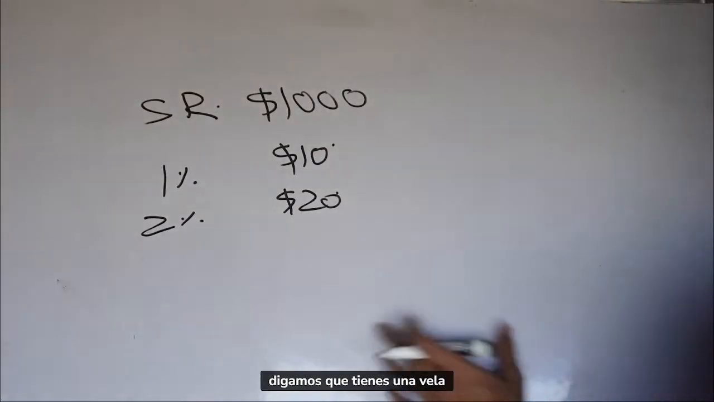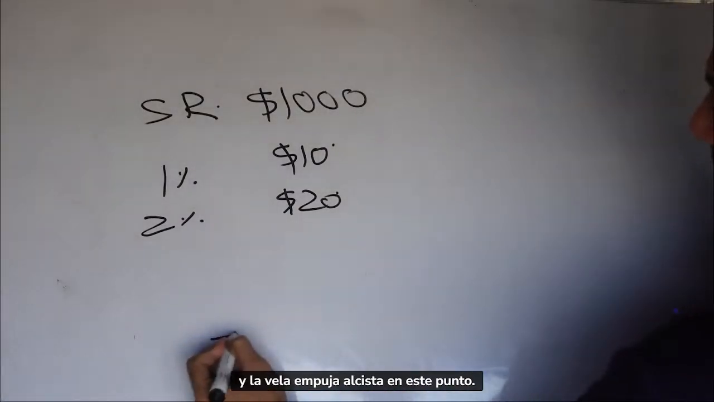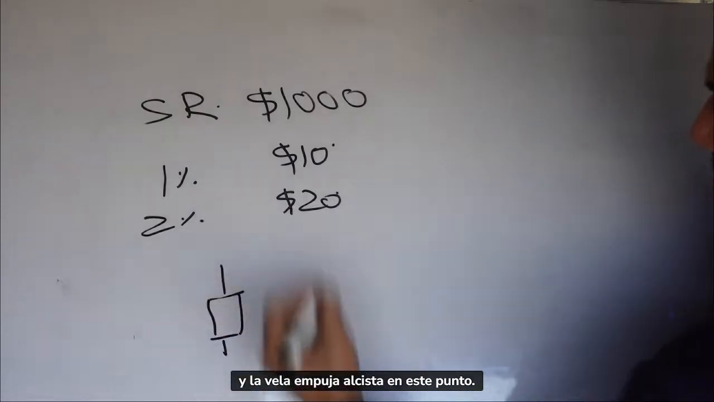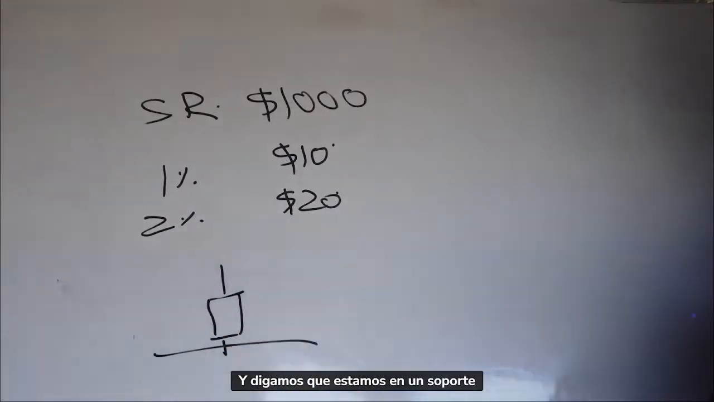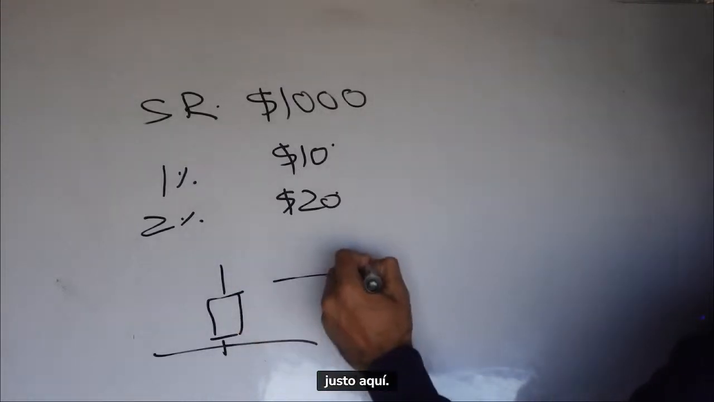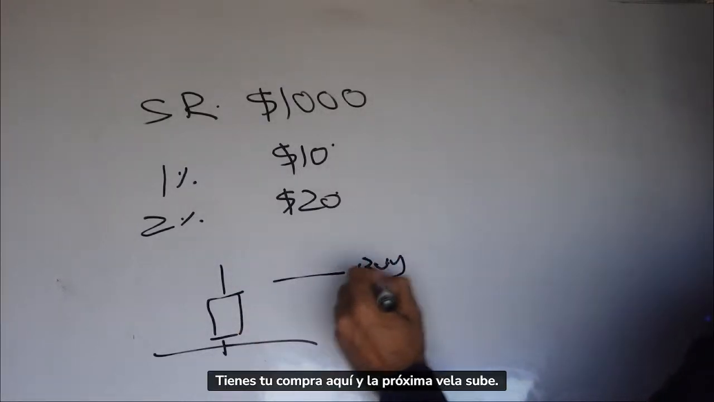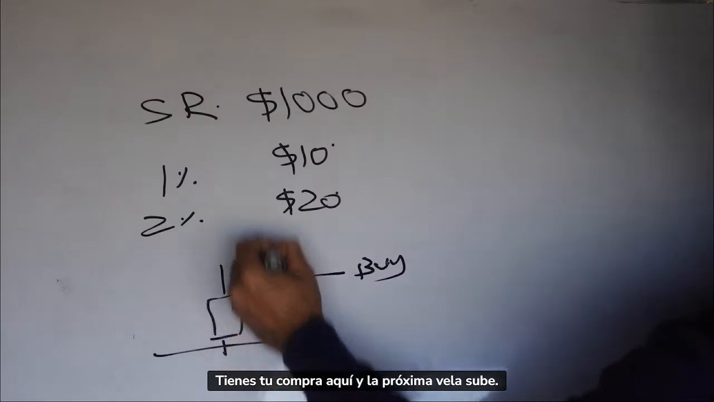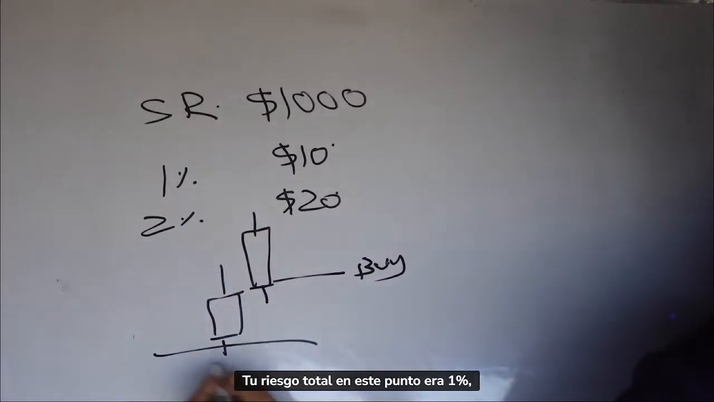Now, static risk: let's say you have a candle, and the candle is pushing bullish at this point, and let's say we're at support, and you want to take a buy at this point, right? So you can take a buy right over here, you've got your little buy over here, and the next candle goes up. Your total risk at this point was, let's say, 1%, right?